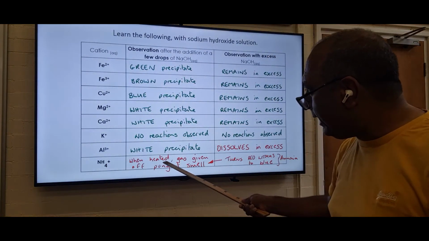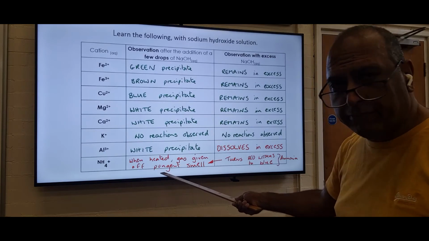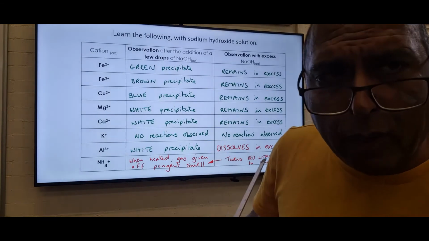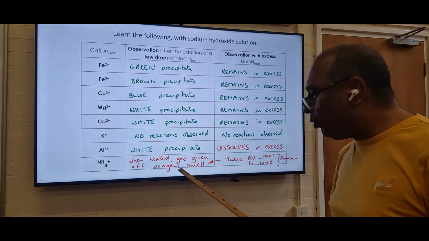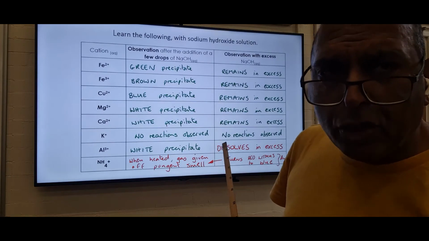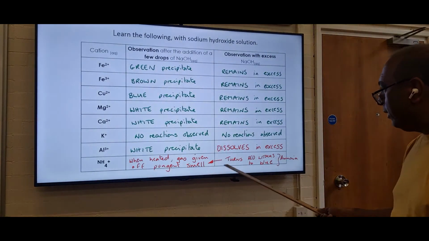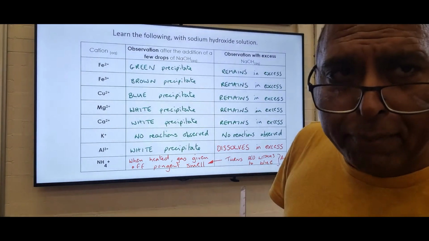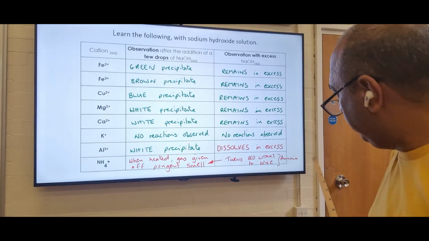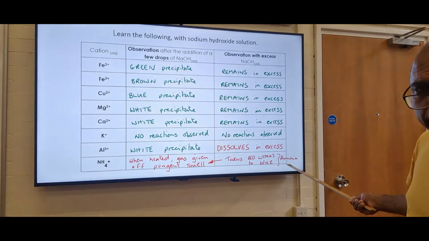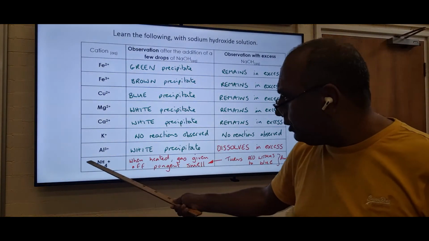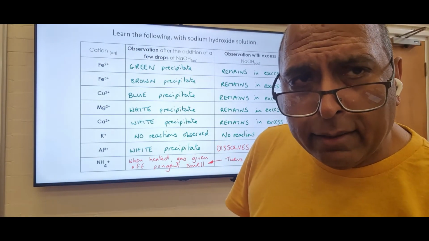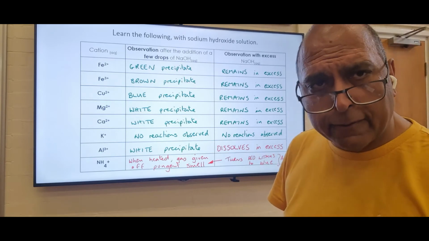Ammonium ions, when heated, there's a gas given off. The gas smells awful, and another way of saying awful in chemistry is pungent. So the pungent smell means an awful smell. The awful smell will turn damp red litmus blue, and then you know it's ammonia gas. And if you get that, then you know the ion was ammonium ion. That's a good proof of ammonium ions.